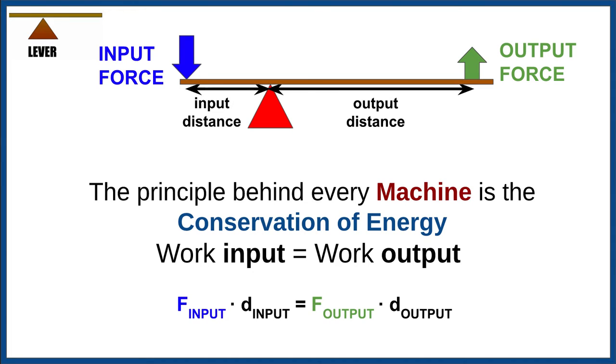And since work is force times distance, basically we just need to multiply force times distance for the input, and that will equal the force times the distance for the output. That's what we mean by the work input equals the work output.